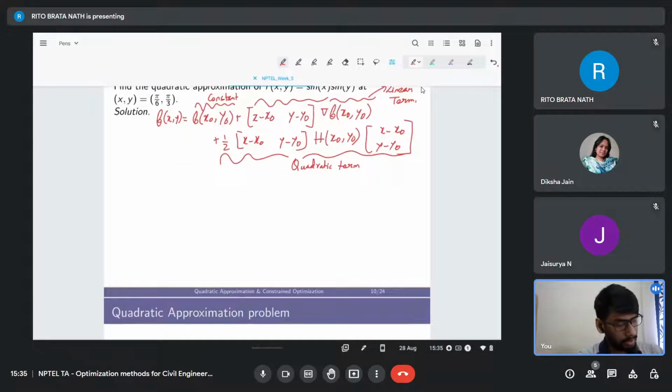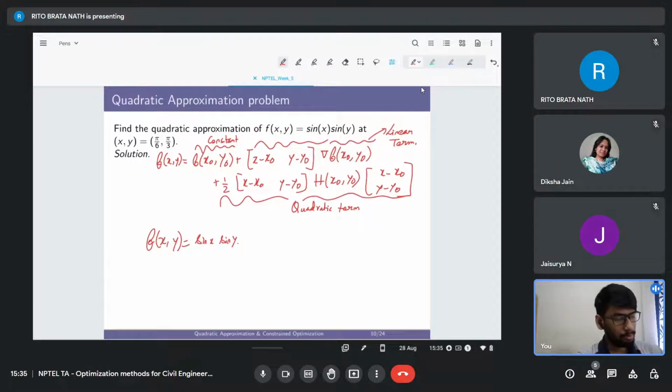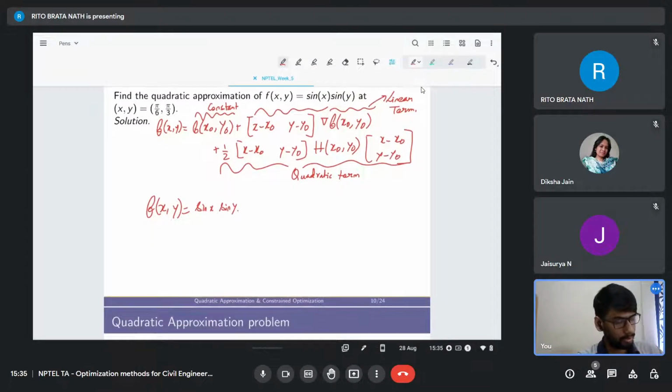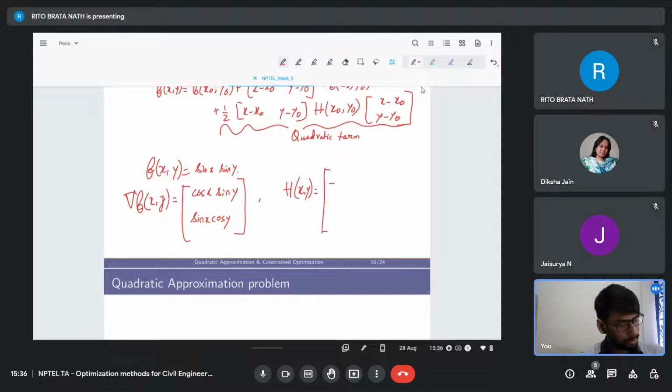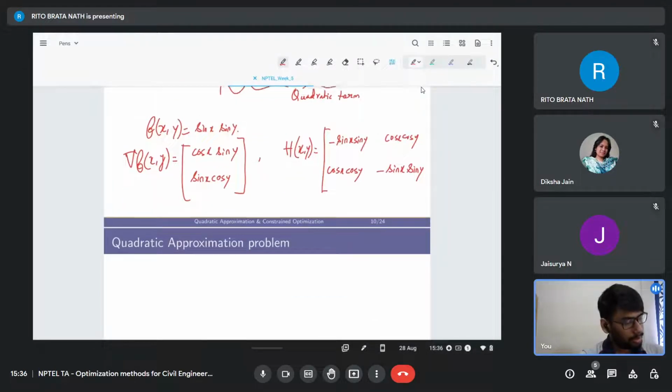So now your function is given as f of x, y, which is sine x sine y. Now, as before, you have to get the gradient and the Hessian. It's not quite difficult to get. So the gradient is nothing but cos x sine y, and the next part will be sine x cos y. And then the Hessian calculation will be like this: minus sine x sine y. Then with respect to y, it will be cos x cos y. This is with respect to x, so this is cos x cos y. Then again minus sine x sine y. So this is your Hessian expression.